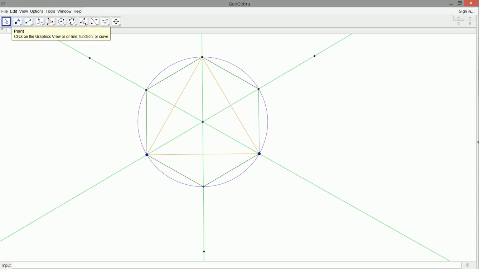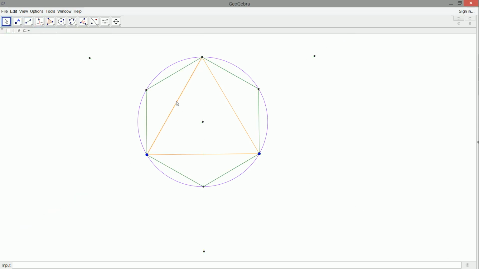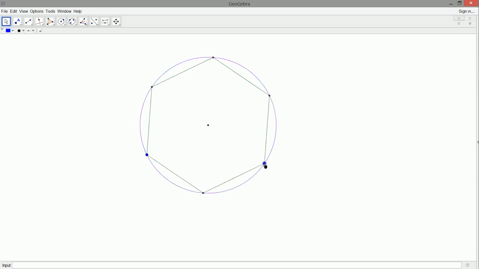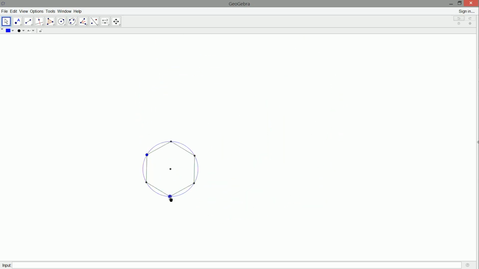So when we take everything away, get rid of our equilateral triangle, we have a regular hexagon. And this is indeed a regular hexagon. I'm going to add the circle back in, but this is a regular hexagon. Watch as it moves around.